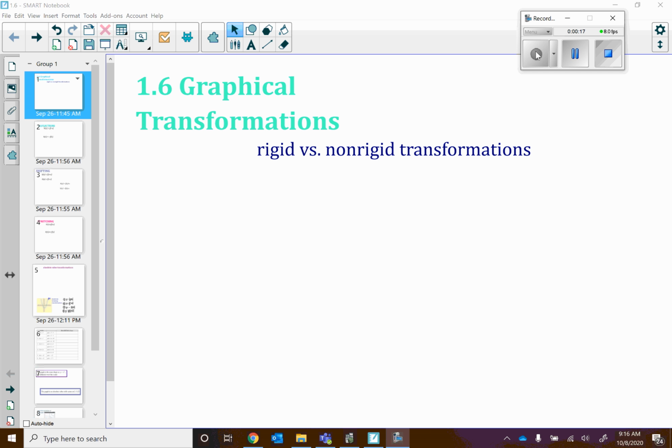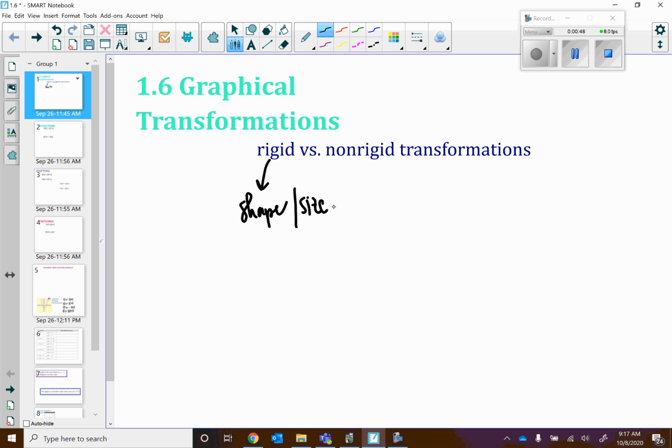We are going to take some notes on 1.6, graphical transformations of graphs. And we are going to start with the difference between a rigid transformation and a non-rigid transformation. So if you know what either of those words means in your everyday language, let's translate it into something mathematical. A rigid transformation is a transformation that changes where the thing is located, but does not change the shape or the size of the graph. The shape and size of the graph are unchanged.